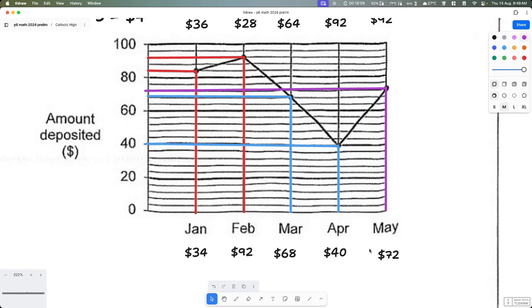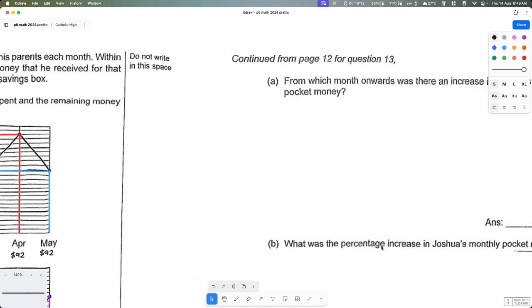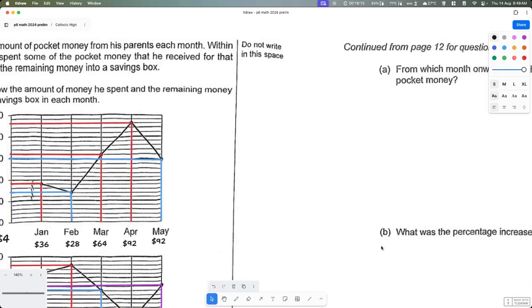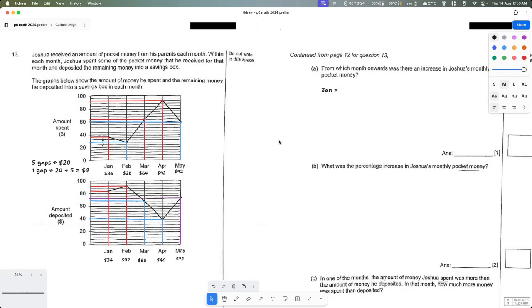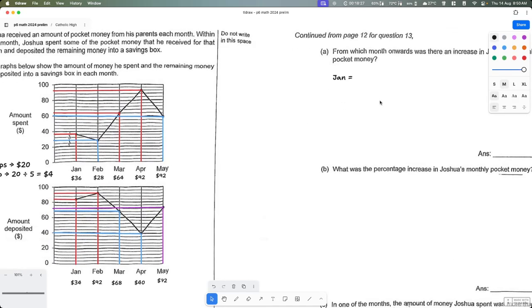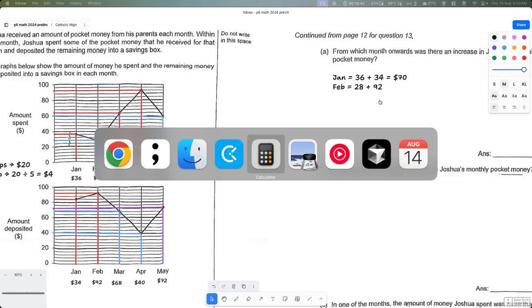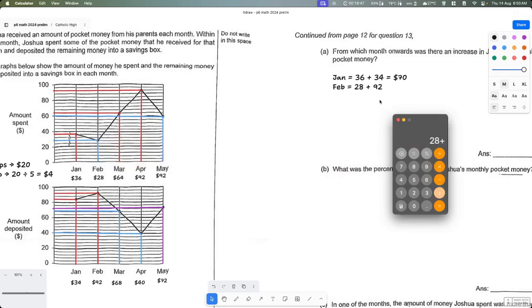Now with this, we can calculate from which month onwards was the increase in pocket money. For January, I'm going to zoom out a bit because I can't really see. January is a total of 36 plus 34, and this will give us $70. For February it is 28 plus 92. Calculator, 28 plus 92. Okay, $120.